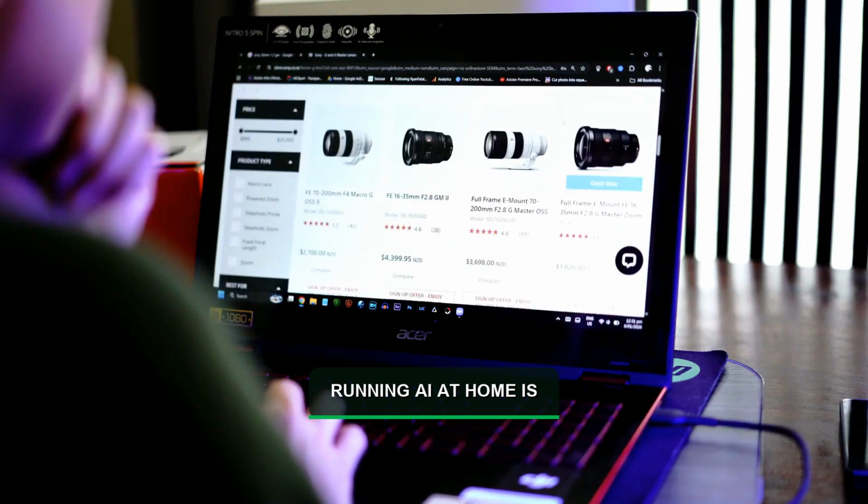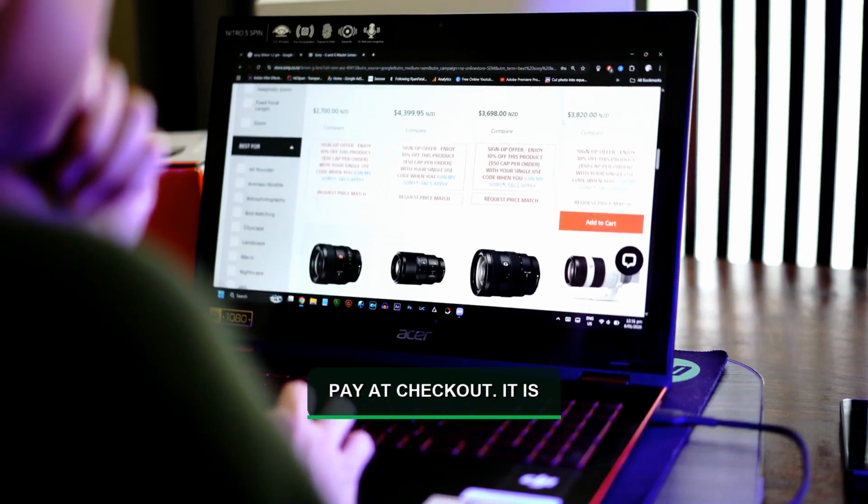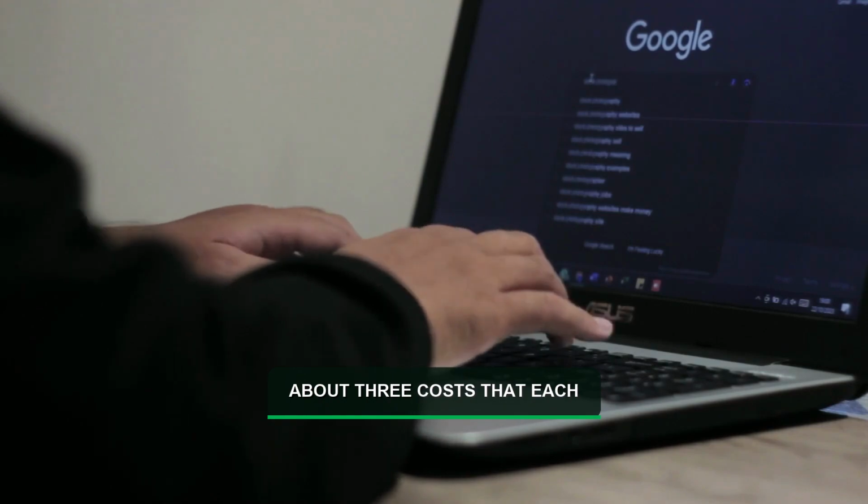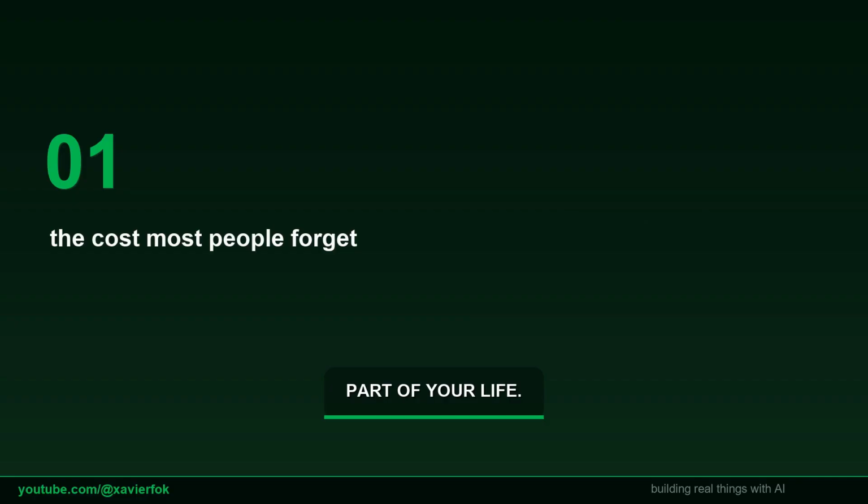Running AI at home is not just about what you pay at checkout, it is about three costs that each show up in a different part of your life. Once you see all three clearly, the decision gets a lot simpler, and the answer you land on might surprise you. The cost most people forget.